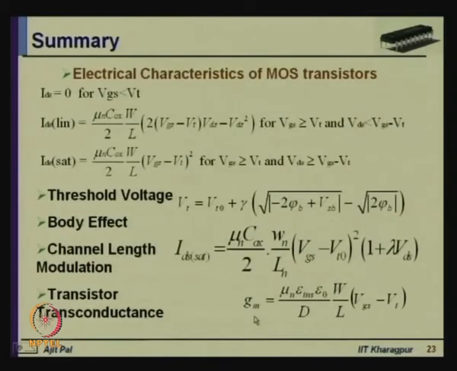So, here we can summarize. We have discussed the 3 regions of operation of the MOS transistor. We have derived the expression of threshold voltage and explained what is known as body effect, and we have also considered the channel length modulation phenomenon, and then explained what is known as transistor transconductance. So, with this let us stop here. In the next lecture, we shall discuss how a transistor can be used as a switch. Thank you.